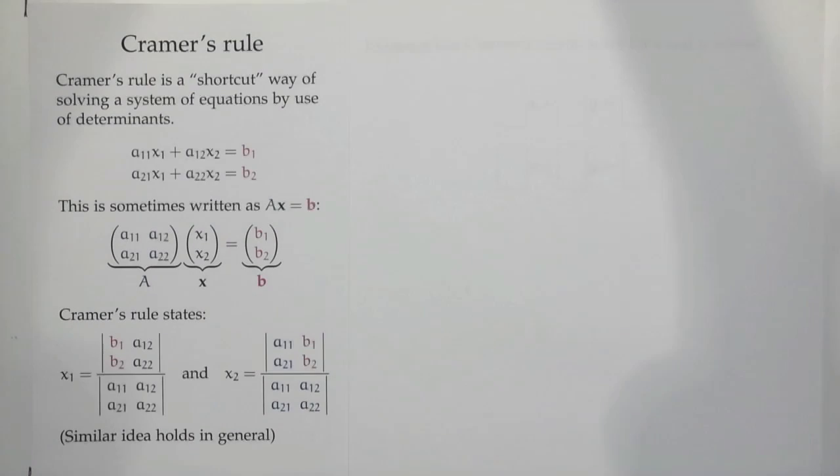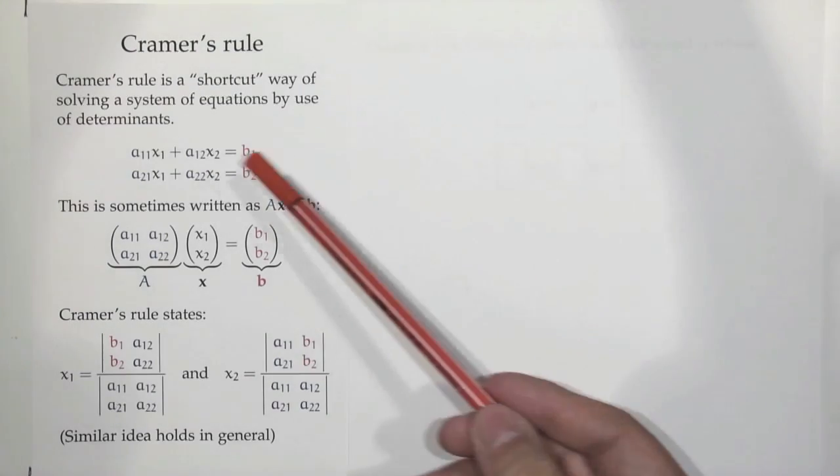And we're starting today with a topic which will become a useful tool for us in a few minutes. But it's also a very useful tool in itself. It's called Cramer's rule. Now, what's the idea? Well, the idea is Cramer's rule is a shortcut way of solving a system of equations.